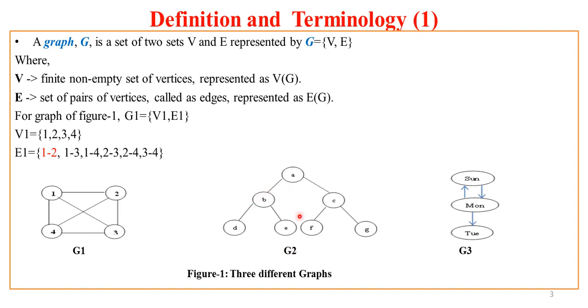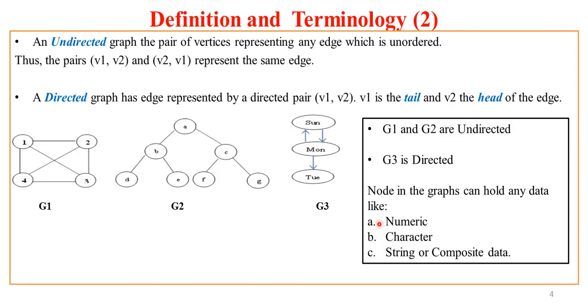Now here we have a few more representations of graph. Graph can be like a tree also. So this is acyclic, so there is no cycle between the nodes forming the edge. Here also you can have a more meaningful graph, which represents the days of week: Sunday, Monday, Tuesday.